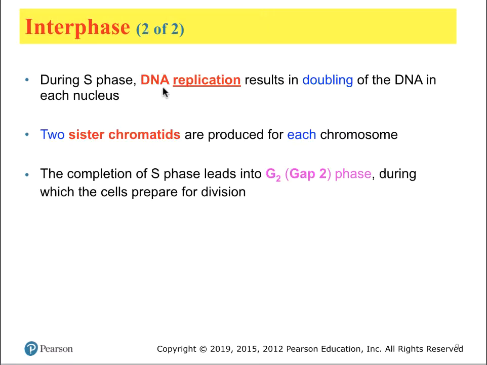During S phase, the DNA content of the cell is doubled because of DNA replication. Each chromosome that enters the S phase is copied, and the result is 2 sister chromatids, 2 DNA helices held together at some point. These are called sister chromatids. So every single chromosome that enters the S phase at the end of S phase consists of 2 sister chromatids.